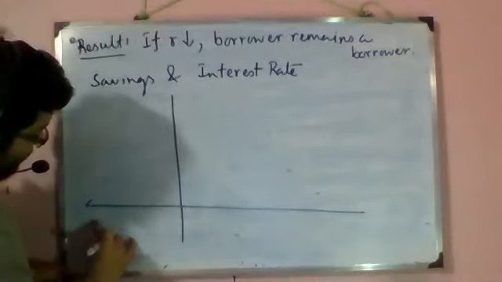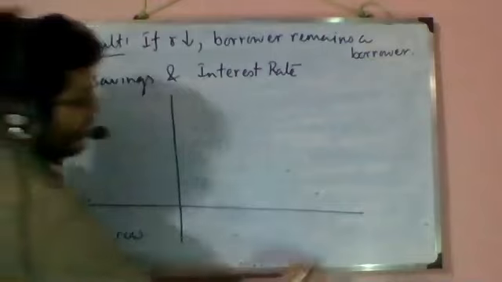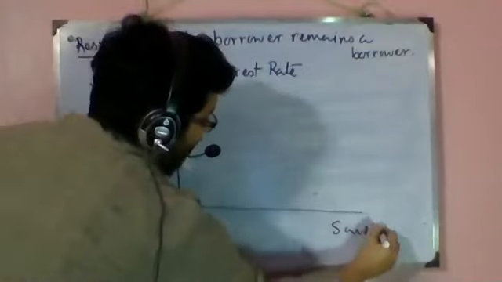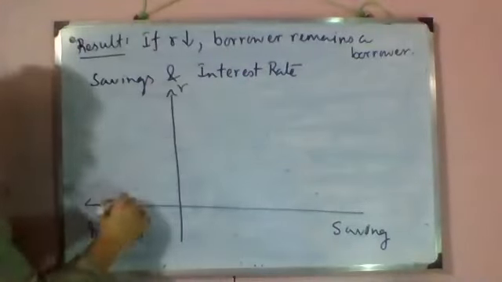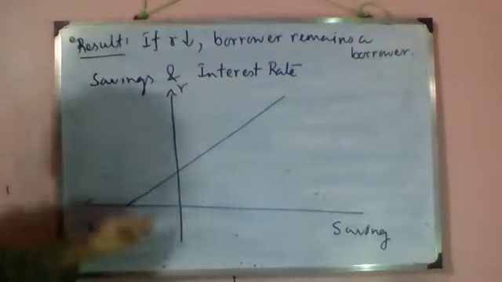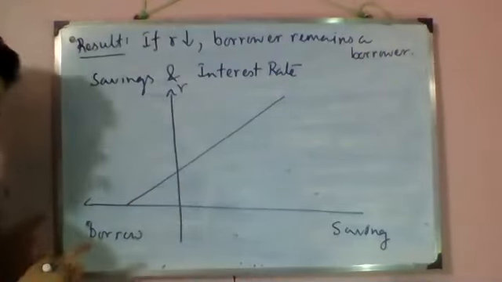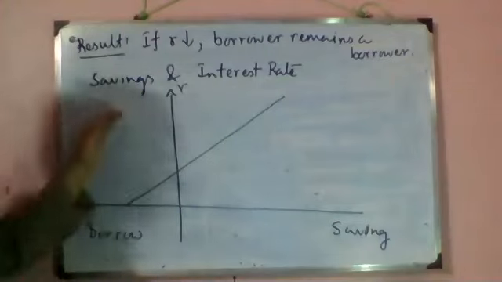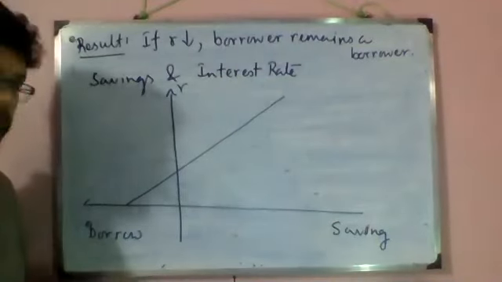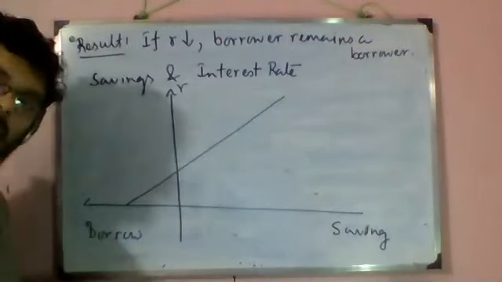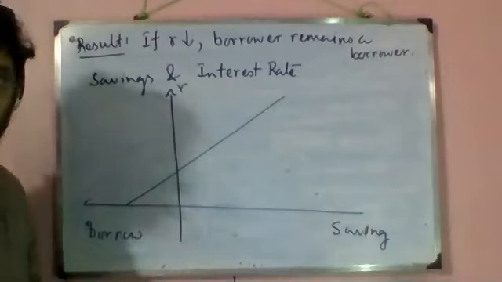So here borrow, and here save, or rather in our diagram, saving. And here R. So the diagram will look like this. Okay. So this will be our savings function. So when R is too low, I'll prefer to become a borrower, and when R is too high, I'll become a saver. Because of this reason, when R increases, a lender remains a lender, but a borrower is undecided. And when R decreases, a borrower remains a borrower, but the lender is undecided. Okay.